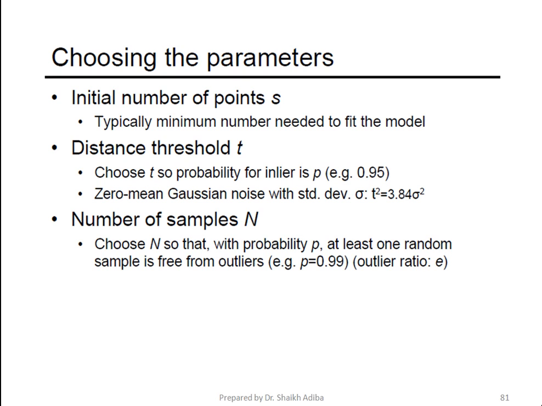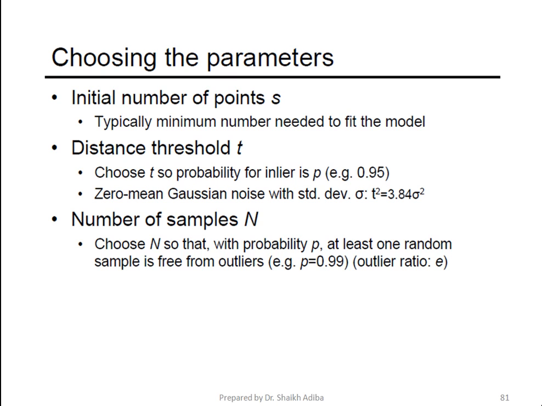The second parameter is the distance threshold, that is T. So choose T so that the probability for inliers is 0.95. The probability value is 0.95. You have to select the threshold. If you select the threshold as too big, then you'll be getting more number of points as inliers. If you are selecting the threshold as too small, fewer inliers will be there and more outliers.